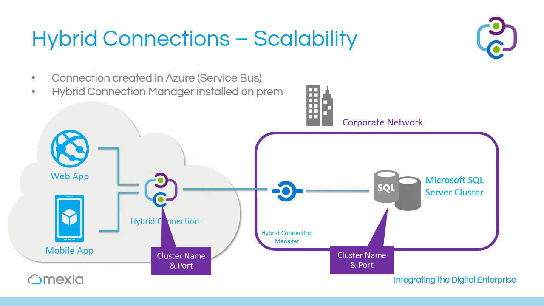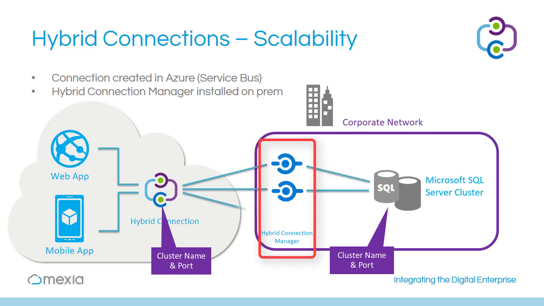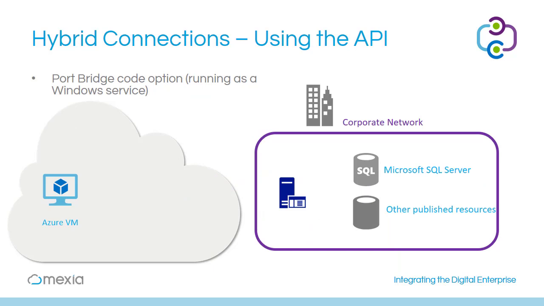So the point of weakness then becomes the hybrid connection manager itself. The good thing is that you can install multiple hybrid connection managers in your corporate network on different machines and connect them all to the same hybrid connection. And it will work. Hybrid connections will actually load balance across those connection managers in a round-robin approach. So you have full high availability.